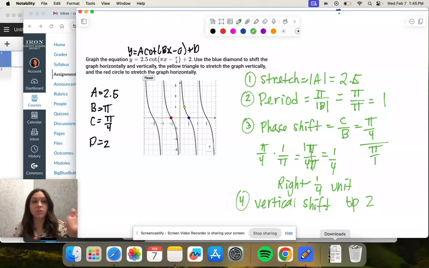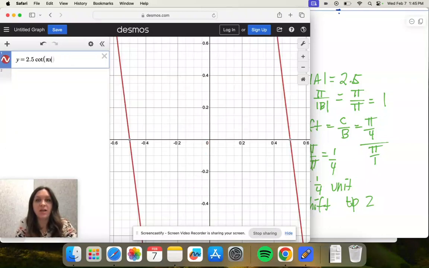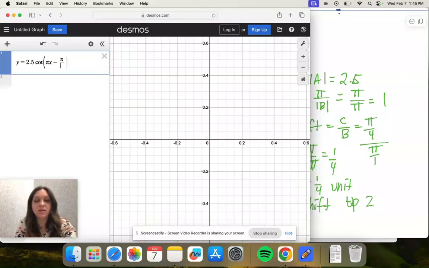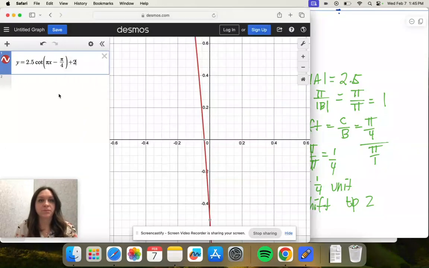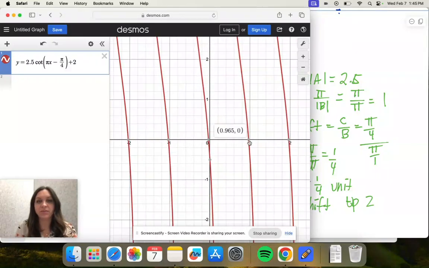So now we have to move everything on our graph. And if you want, remember, you have Desmos. You can graph it. So 2.5 cotangent of pi x minus pi fourths plus 2. And you can see if you can get some points in there. It's kind of hard to see just because these are decimals, but you might be able to check your intercept.